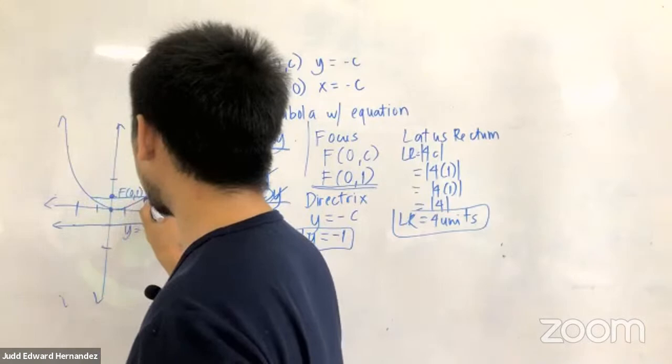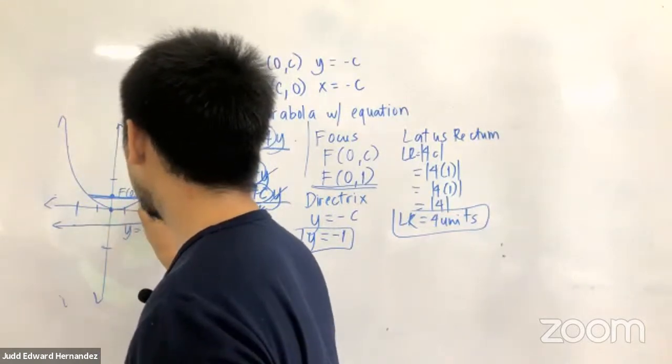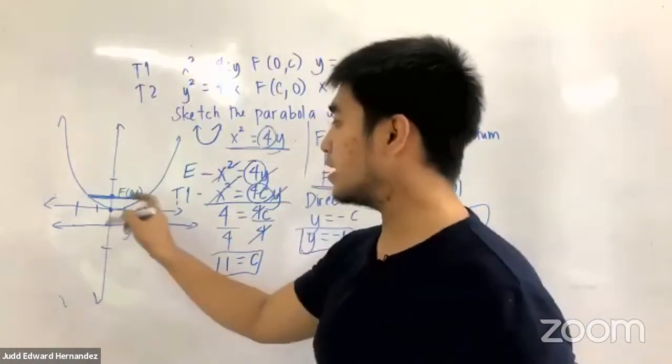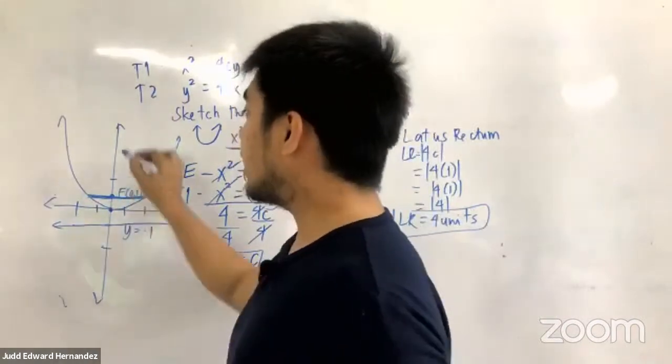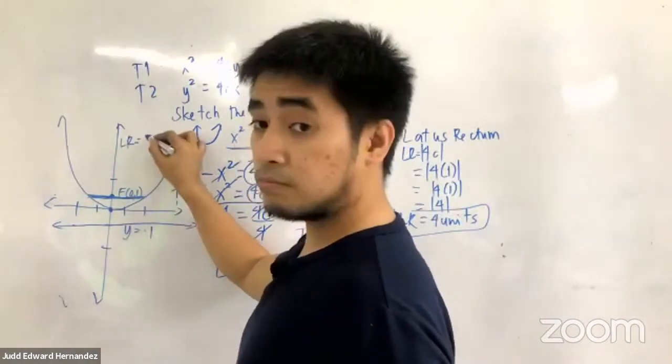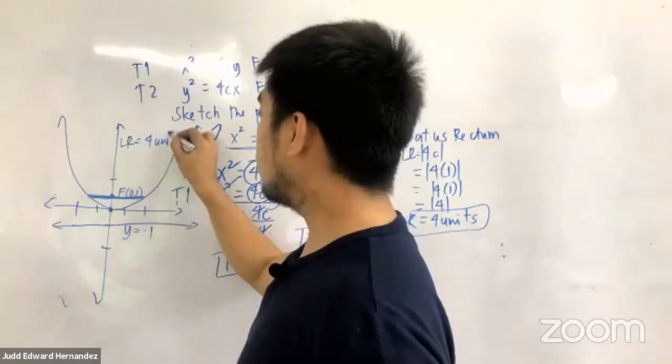Is this the latus rectum? Yes or no? Opo. Okay, what is the length of the latus rectum? 4 units.